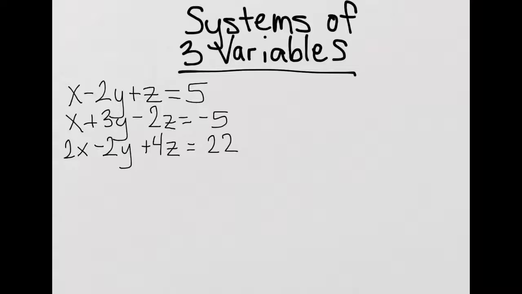Alright, so we're going to look at systems of three variables. In order to solve these, we have to do a little bit more than we would if we were just solving a system of two variables, just because there's three letters, so there's three unknowns that we have to find. So the first step is to use a pair of the original equations to eliminate a letter.